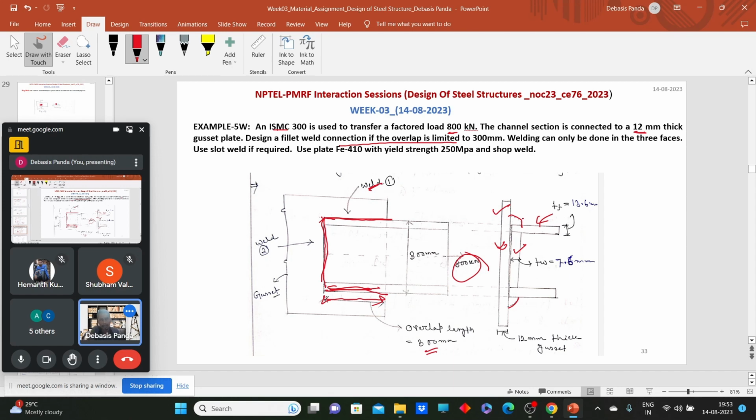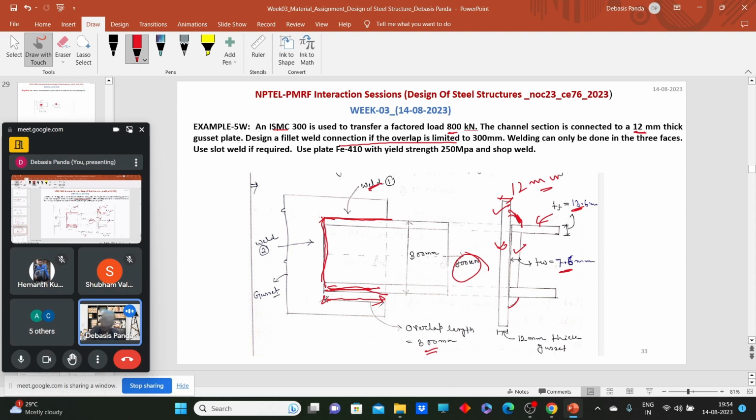So obviously, when we learn how to find the size of the weld, the maximum and minimum, specifically the minimum size of the weld will depend upon the thickness of the thinner plate. Here we have two thicknesses, 7.6 and 12 mm, and another two thicknesses, 13 mm and the 12 mm gusset plate. So we need to calculate the size of the weld which is required. Then we need to check how much effective length is needed to counteract this 800 kilonewton of load.